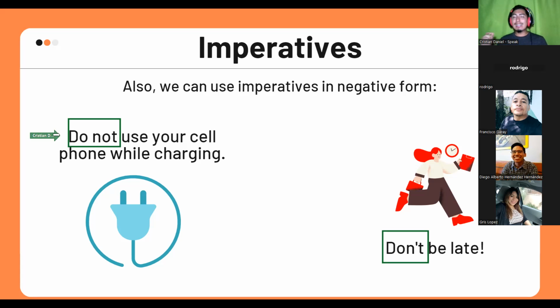It is not necessary to use a subject because, since this is a direct instruction, we understand that this is for us. This is for the owner of the cell phone. This is for the person in charge of something, okay?